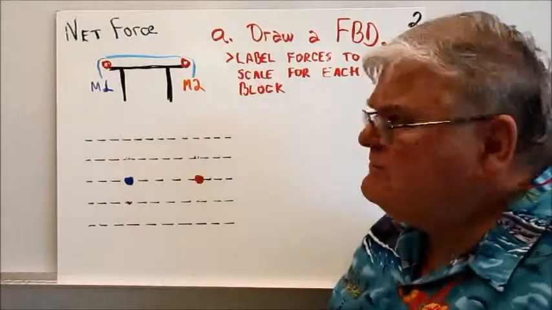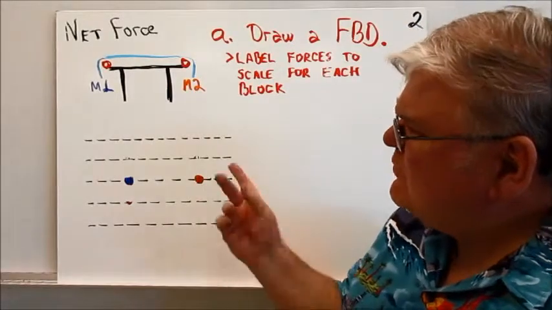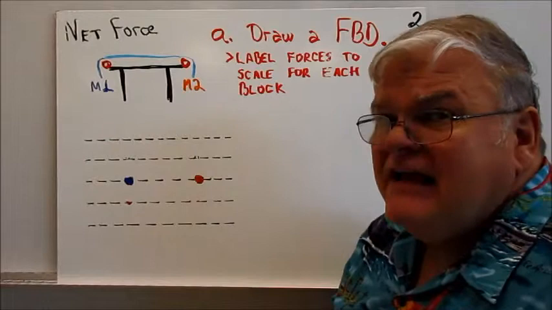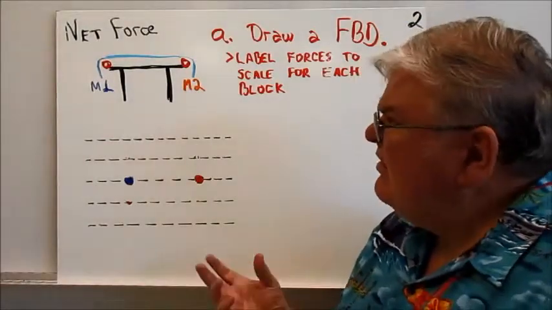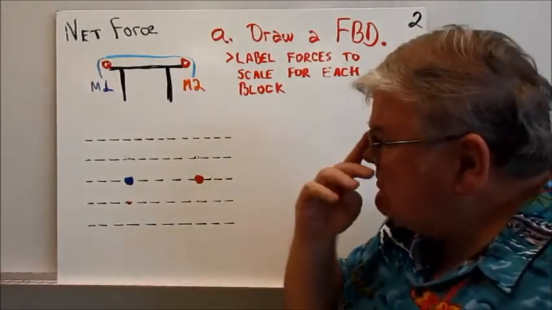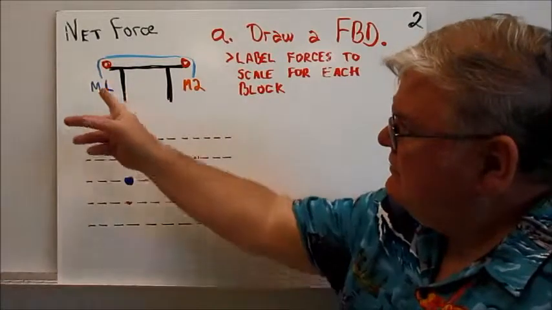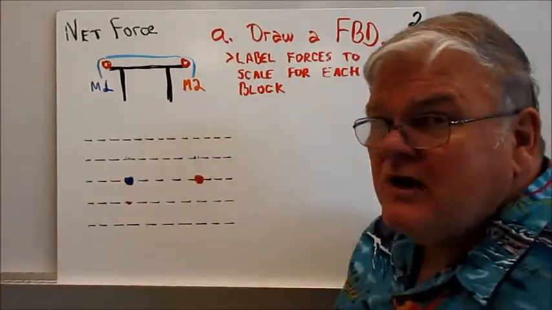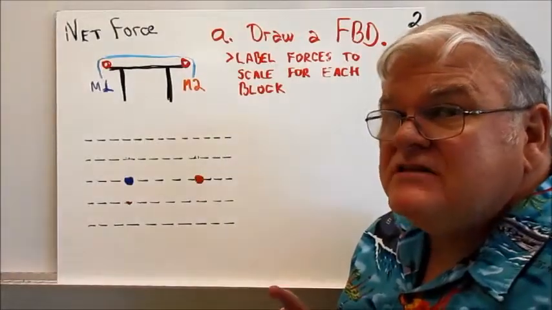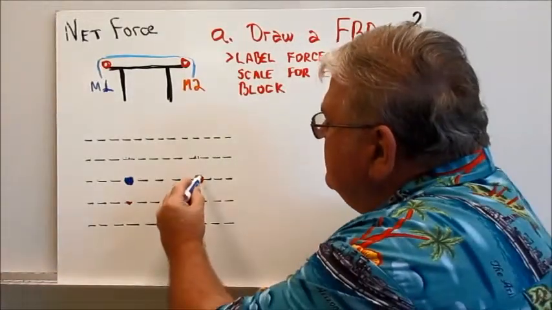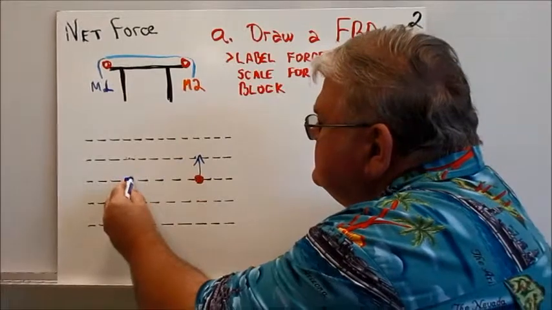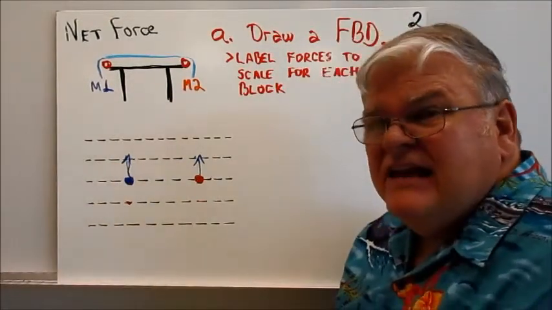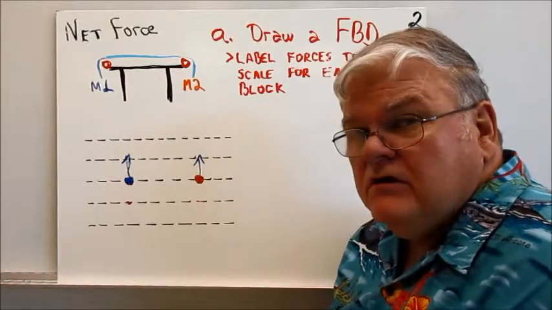Okay, enough think time? Okay, first off, forces acting on both blocks. We have string, and they're hanging, so we have gravity. All right, so let's look at the string forces first. This block, they're going up. This block, they're going up as well. Same string, same force. So put in an arrow for each of them. Same length. That indicates the forces are equal.